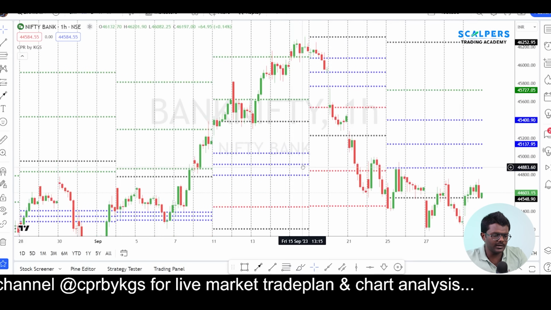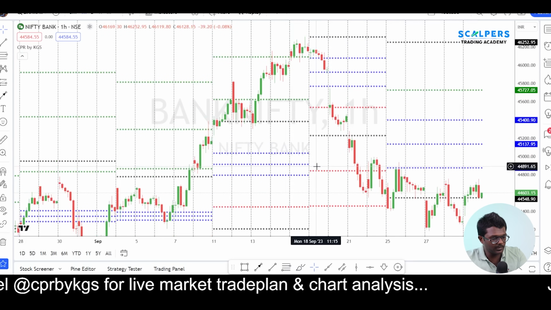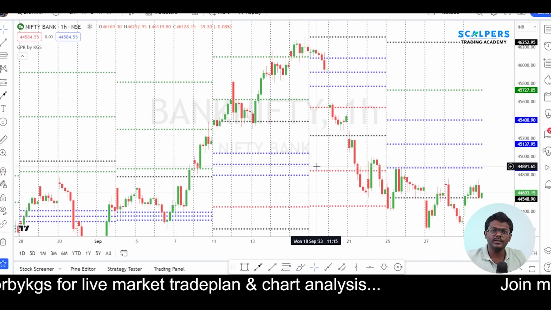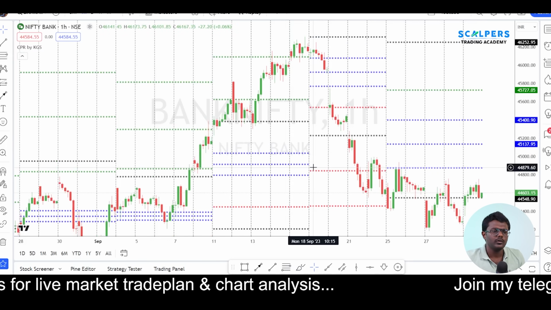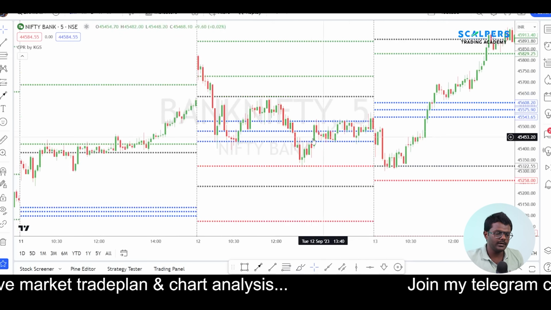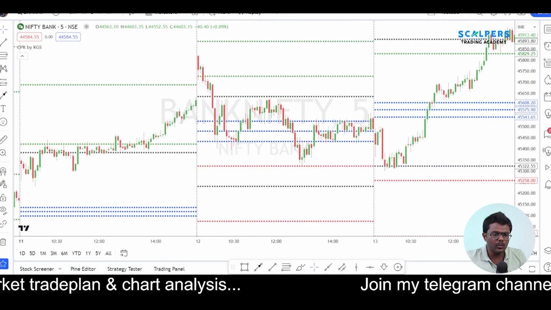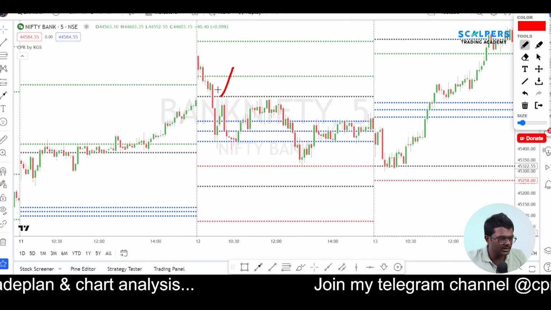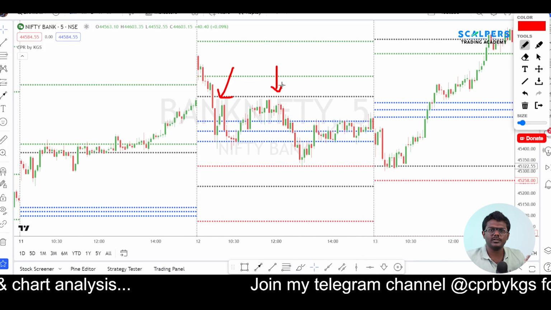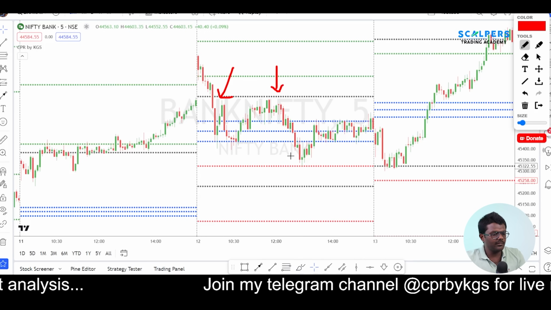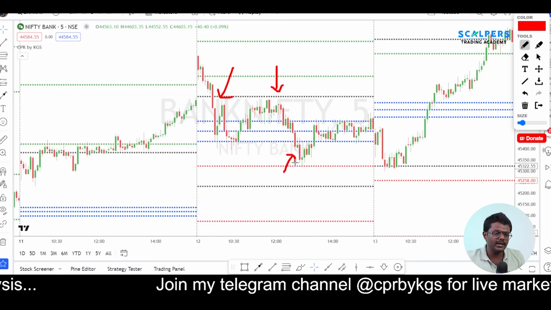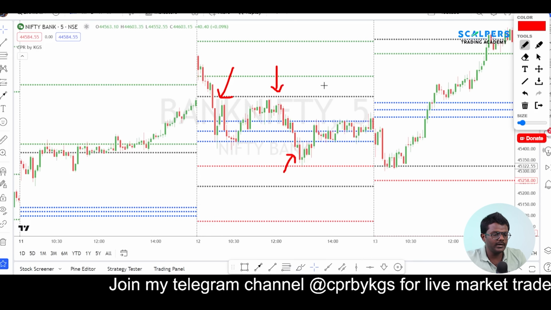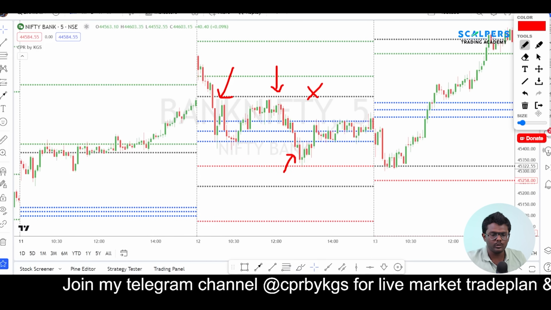Because as we saw earlier, till 15th September and 18th September, the market is above monthly CPR and above weekly CPR. So why should I take a short, right? So 12th September, I will avoid taking short positions here. I will avoid taking short positions at previous day high reversal. I will avoid taking short positions below daily CPR. So totally, I will avoid taking any short opportunity on 12th.